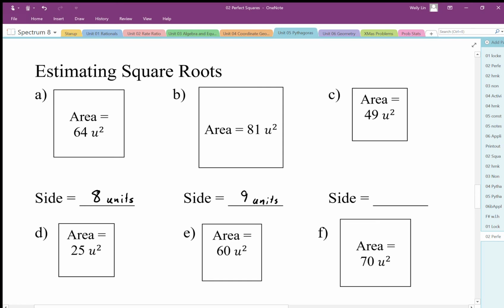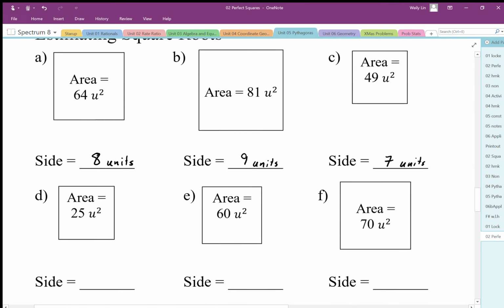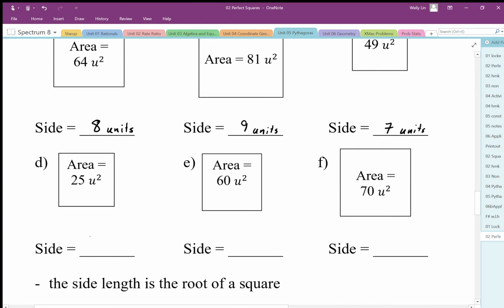So for C, it's 49. Again, 49 is a perfect square. So I can just say that there are 49 squares in here, so there's 7 units along the edge. 25 is going to be from a side length of 5 units. Okay, so if I draw 5, 1, 2, 3, 4, I can count actually 25 squares in there. There's 5 layers of 5, which gives me the 25 squares.